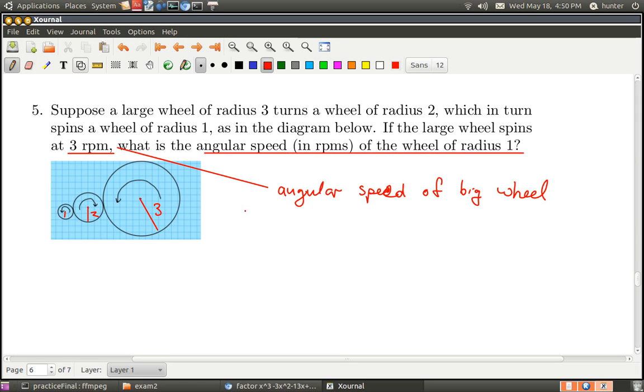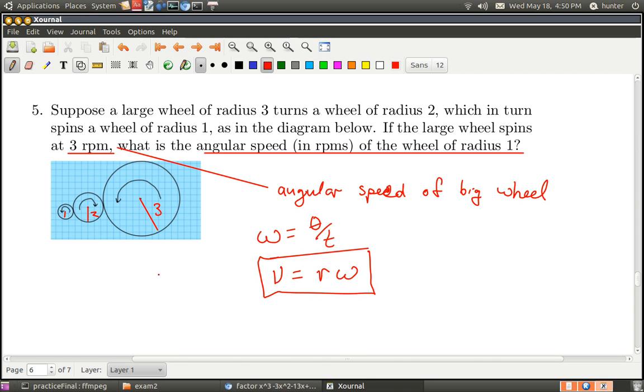Okay, so what we have to do here is use the relationship between angular speed, which remember is just radians per unit of time, and linear speed, which is, let's just call it r times omega. Okay, so really I think we can get by just with this if we're smart.